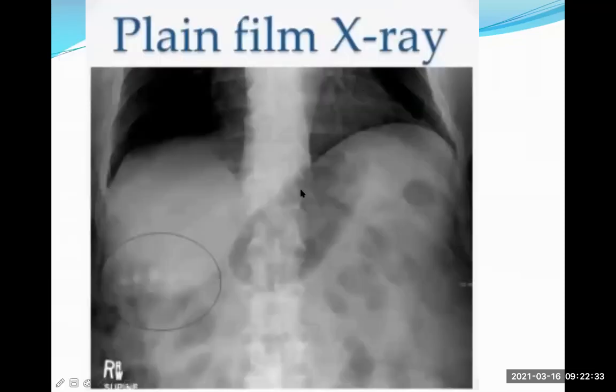So this is the plain X-ray, another film which is showing a bit of, see this radio opaque shadow on this area. This is right hypochondrium, exactly the area of gallbladder here. Okay, so you can see some radio opaque shadow here. Probably this is the case of gallstone. Now we'll confirm it by ultrasound.